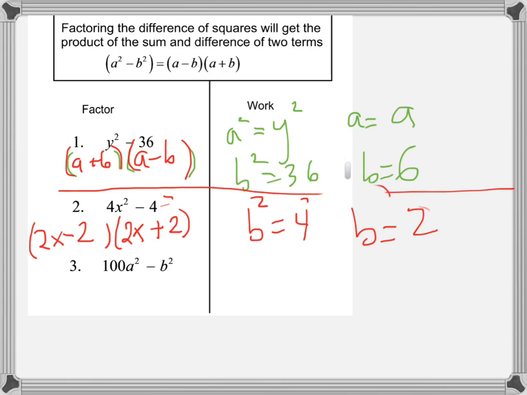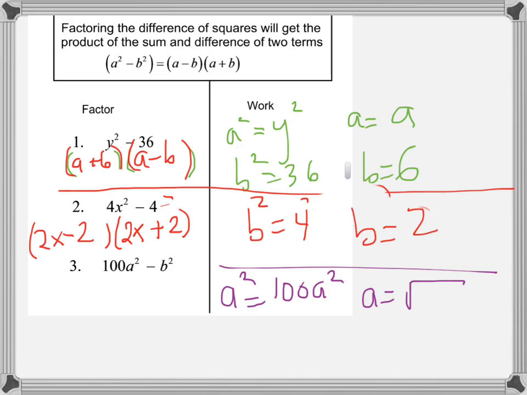Okay, and for the last problem on this page, our a squared term is 100a squared. So our a term is the square root of that, and that's going to be the principal square root of 100 times the square root of a squared. So that's going to be 10a. Okay, so that's the first part here. Should be 10a.